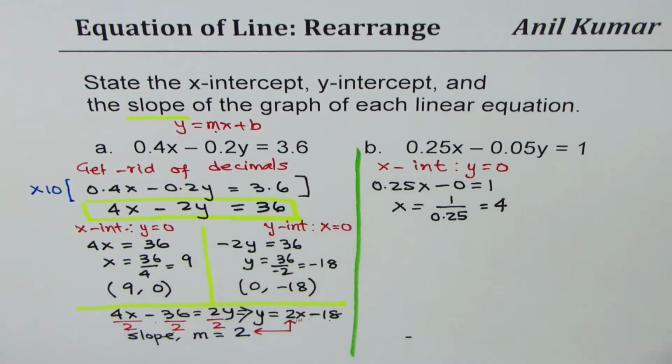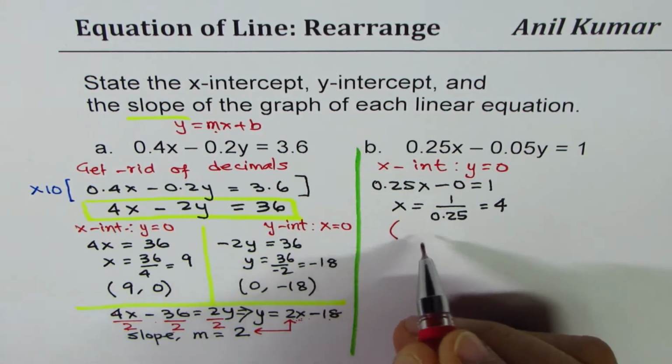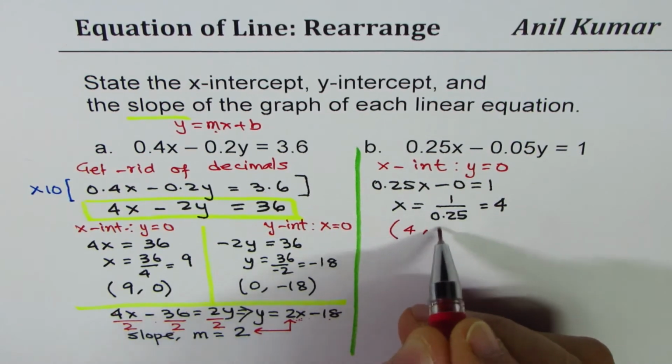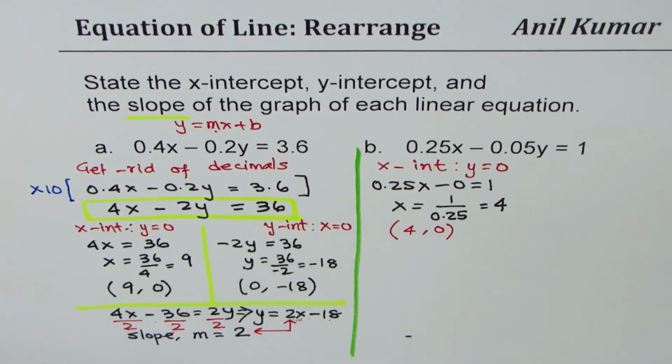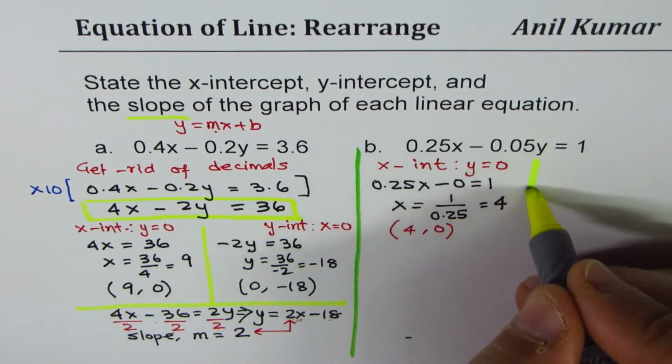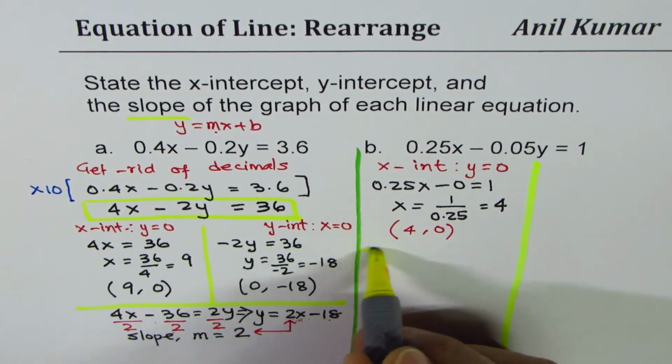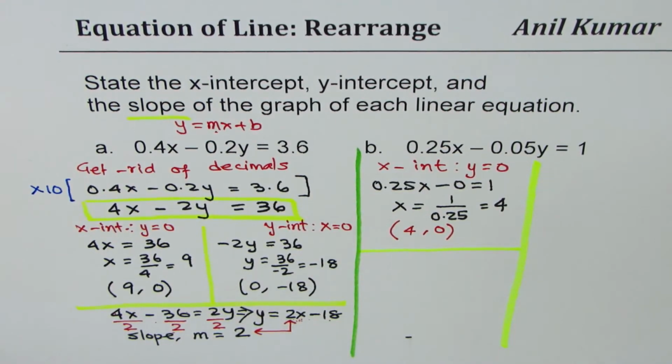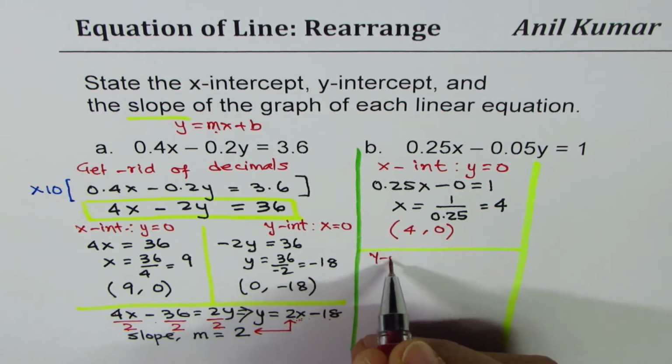So we have an x-intercept. Let me write down this value as coordinate point (4, 0), correct? Now let's find the y-intercept. Let me divide this page. Y-intercept is when x is 0.